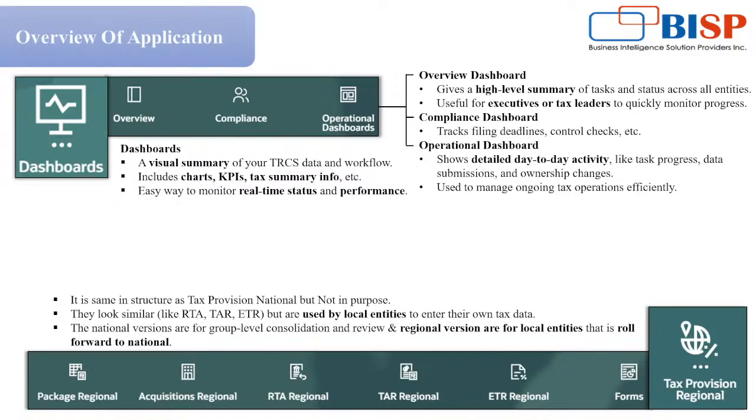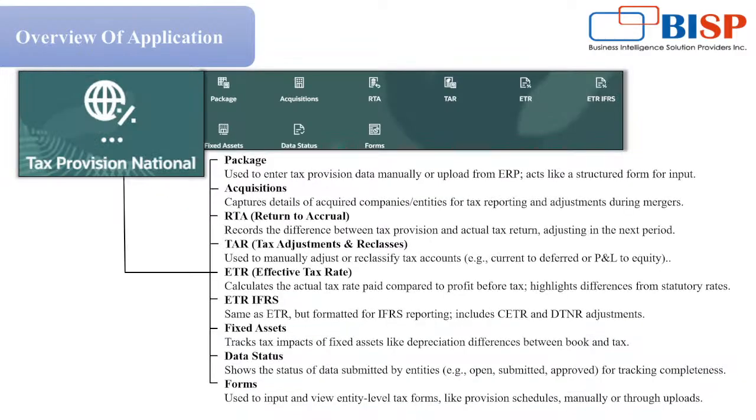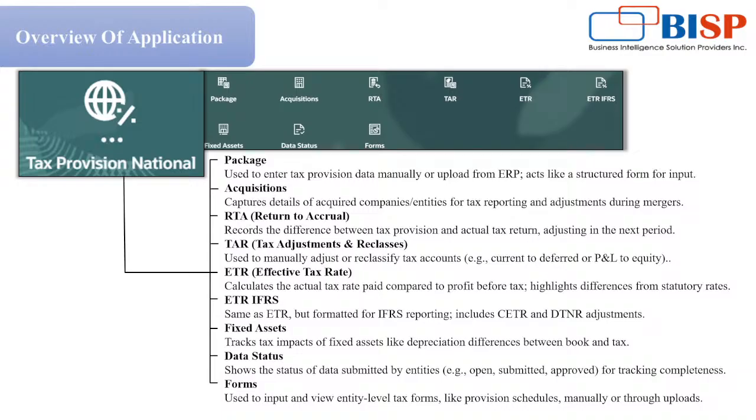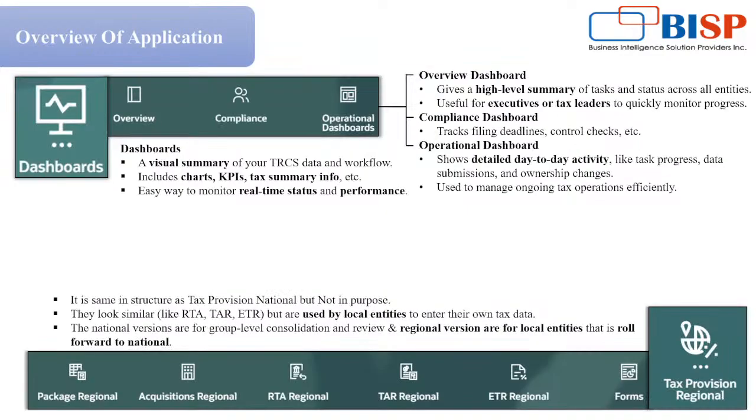This is the main card. Under it we have subparts like forms, ETR regional, TAR regional, RTA regional, and acquisition, and the tax provision national has the same structure. It's just on a different wavelength, on a national basis and a regional basis. Then we have interim provision. These are all things that we are working on. Tax is what we are working on, so the tax will already be there.